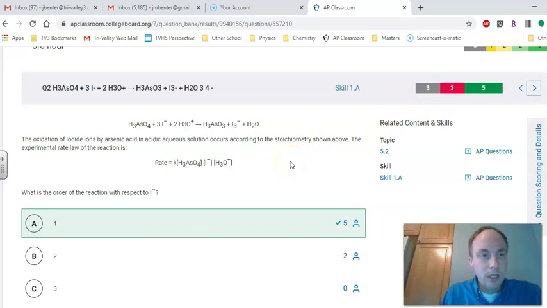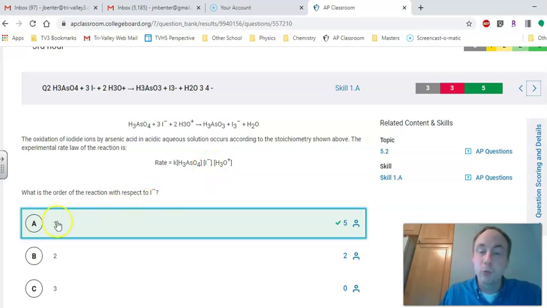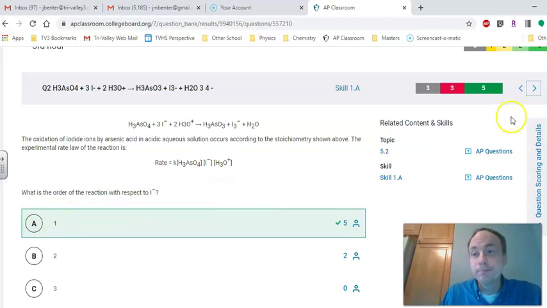Question number 2. Another reaction, they give us the rate law. That's the same one. What's the order of the reaction with respect to iodide, I minus? This is one of those questions. So you just find I minus in the rate law, and you look for an exponent. There is none, so you assume it's first order, which means it's 1. That's all you had to do. Pretty simple. Too simple, huh?